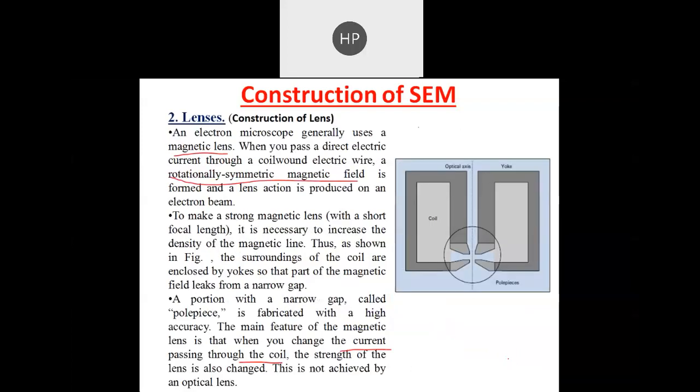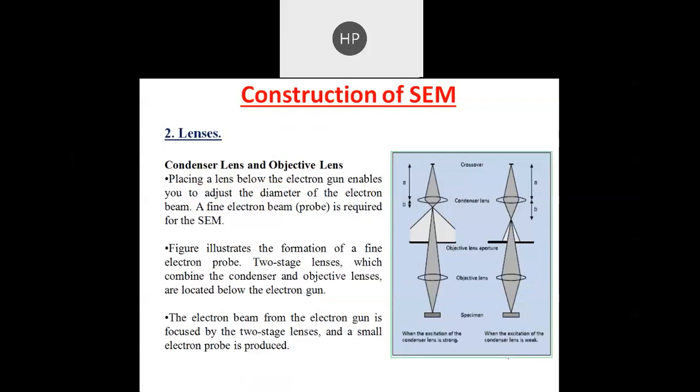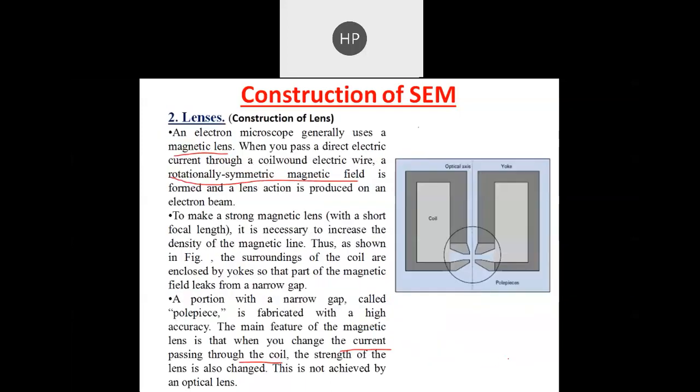Okay, while in an optical lens, the reduction of the optical rays is only done by the lenses. In that one we have only a glass lens, while here we have a magnetic lens. Then condenser or objective lens. So first one, this is the construction of this lens.